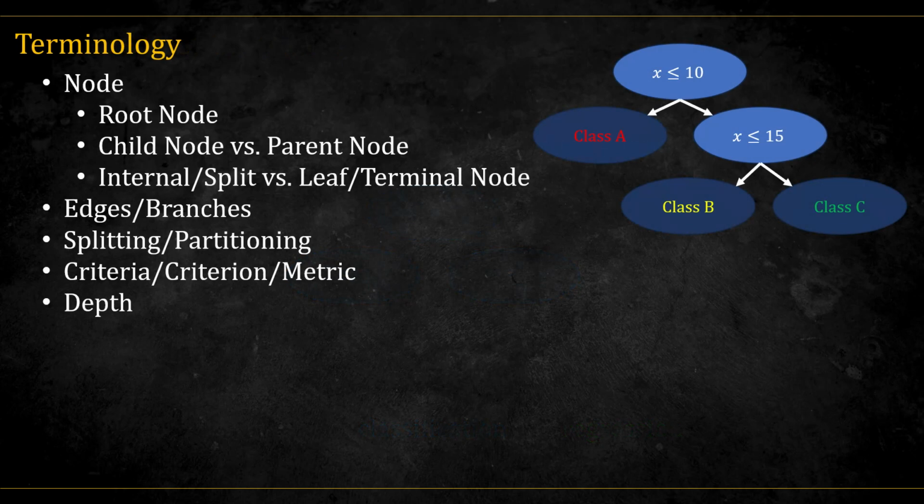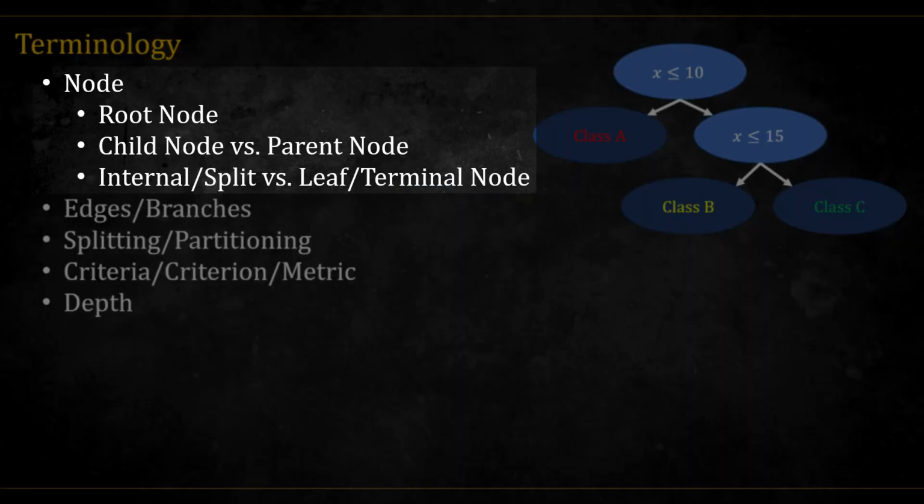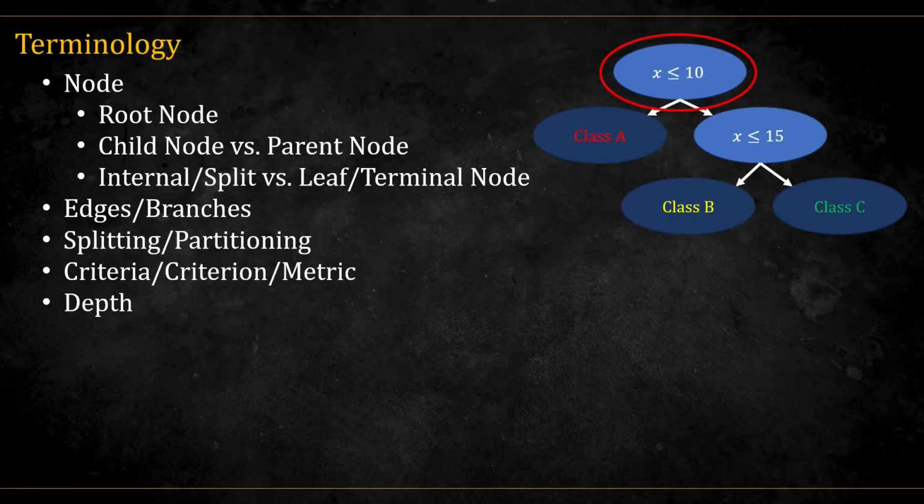Let's establish some terminology. There are different types of nodes, which are these oval things here in the graph. You have the root node, which is the top node that is the first node that splits the data. This node is the child of this node and also the parent of this node. Some nodes have splits, but some are terminal or leaf nodes and only contain the final prediction. The edges refers to these arrows here, which are sometimes also called branches.